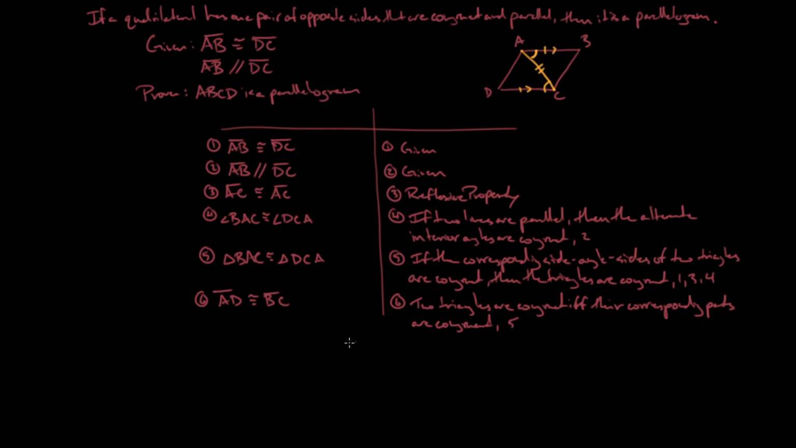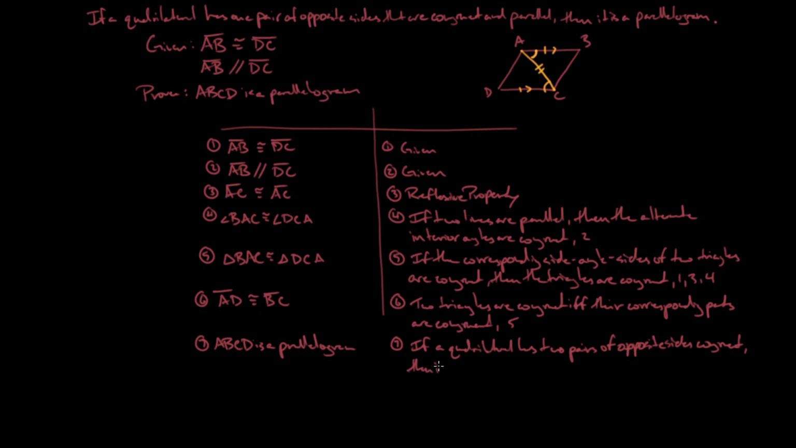And so now I can use one of my other theorems here instead of using a definition. So I can say that ABCD is a parallelogram. And the reason for it will be that if a quadrilateral has 2 pairs of opposite sides congruent, then it is a parallelogram.